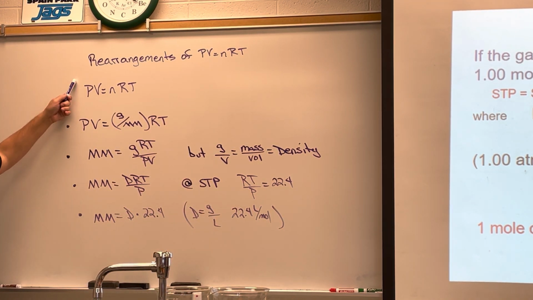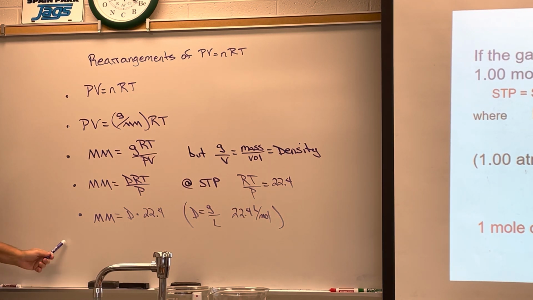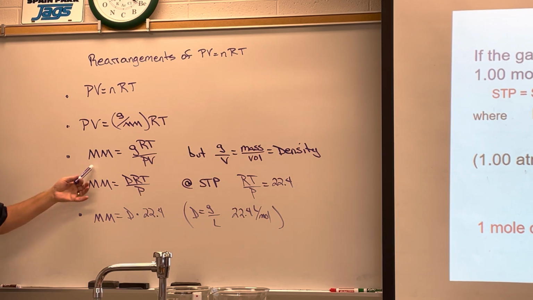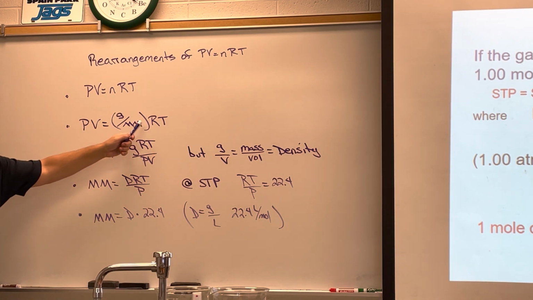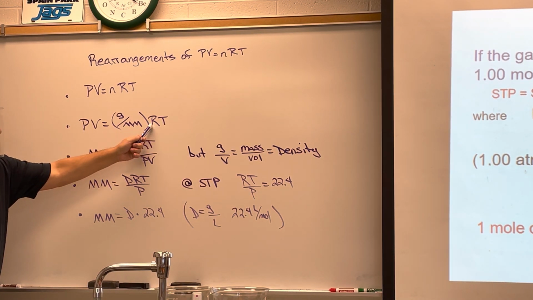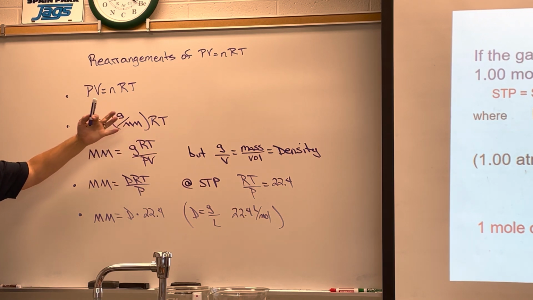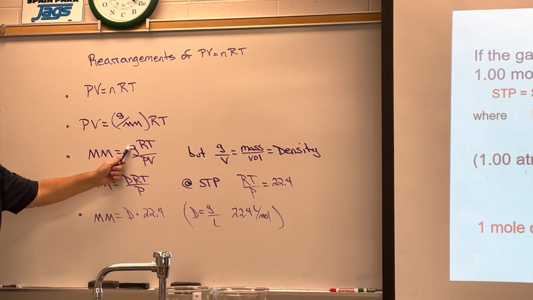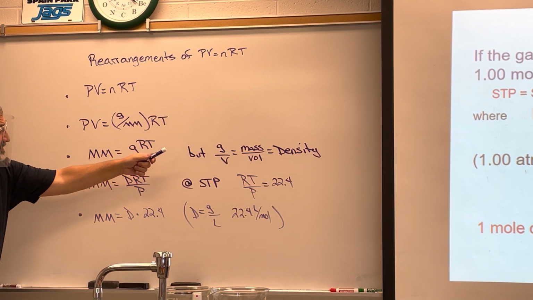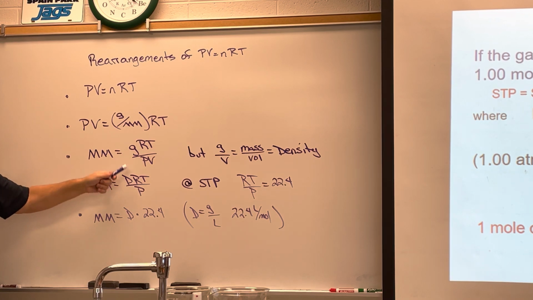So all of these are just rearrangements of that ideal gas law, different things that we can calculate given pressure, volume, and temperature. Okay? So we have 1, 2, 3, 4, 5 variables and a constant. You'll always be given 4 of them and have to find the 5th one. It all depends on which one. But again, knowing that grams over volume is density, these two are really the same equation.